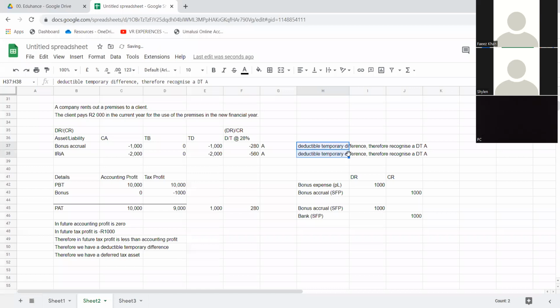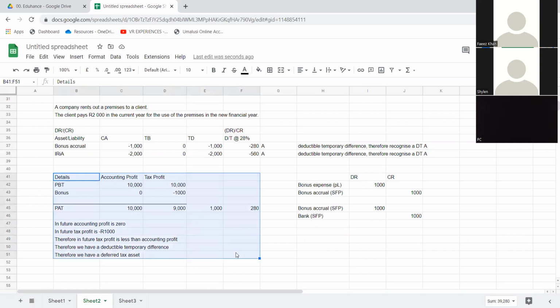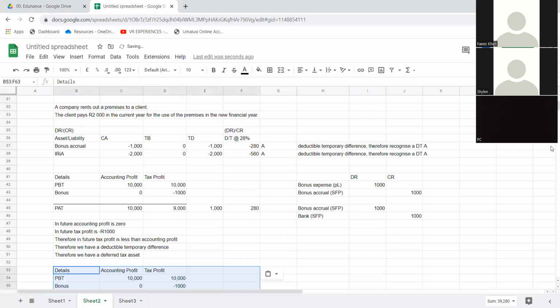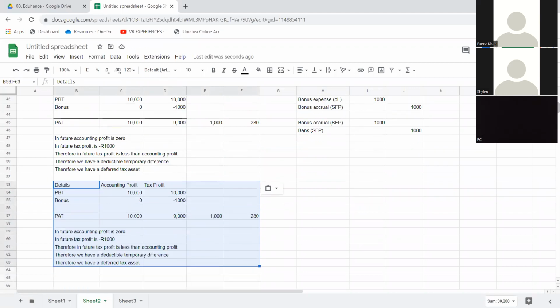But how can we prove that it is a deductible temporary difference? We can apply this exact thing over here. So what you can see, the way you think about it in isolation, okay? Don't think about it in total, think of it in isolation as if the income received in advance is the only transaction, okay?